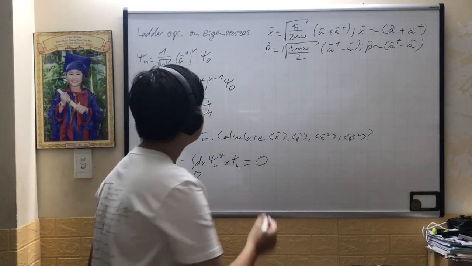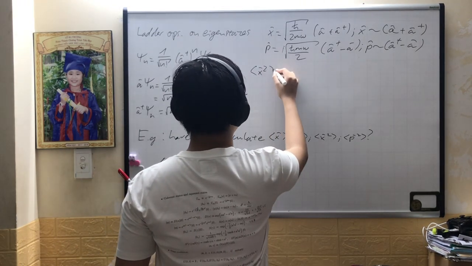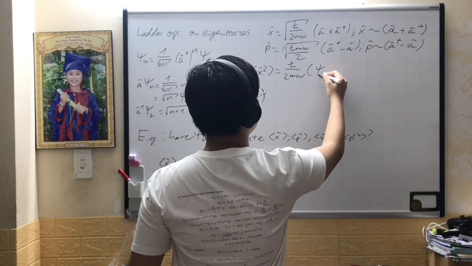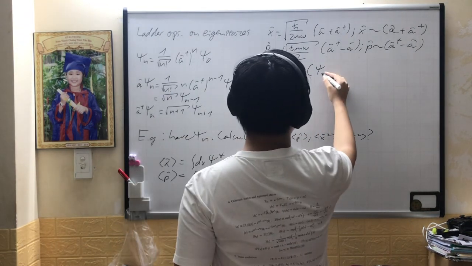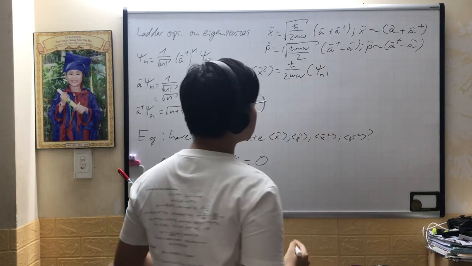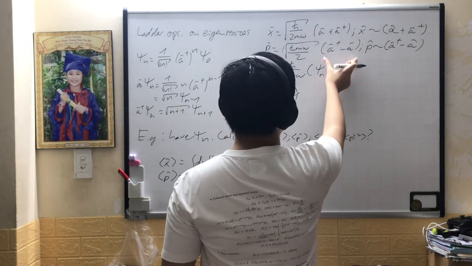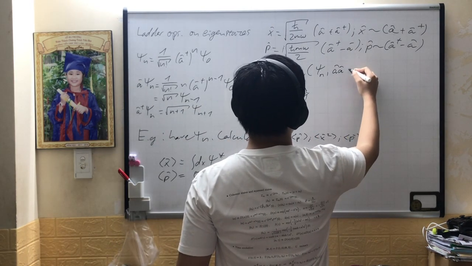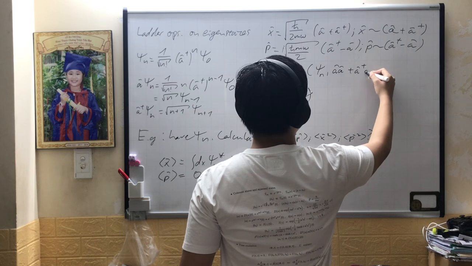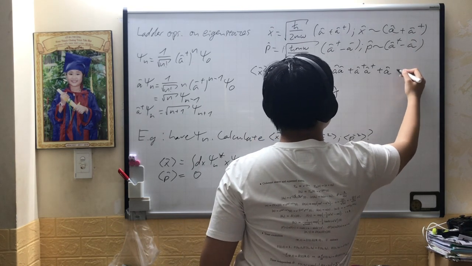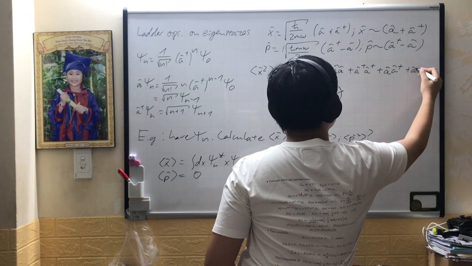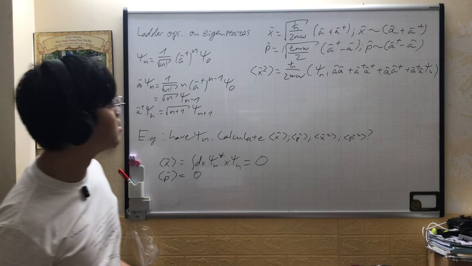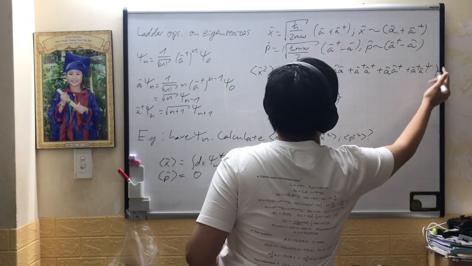So we calculate x squared, square that. What you get here is this on n. Take this and square it, you get this plus this plus this plus that. And, oh wait, no, this is 0.